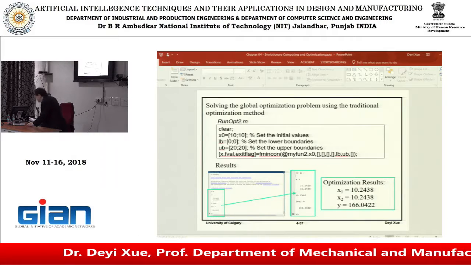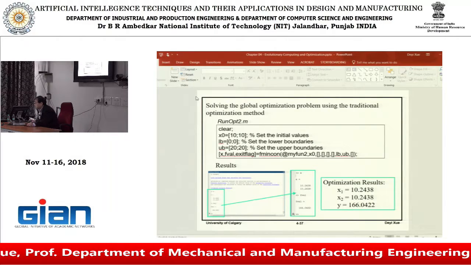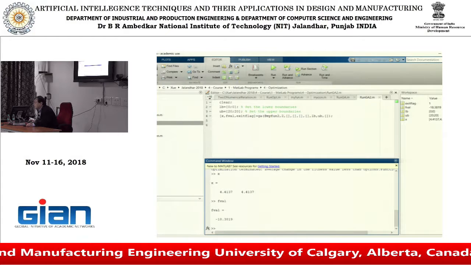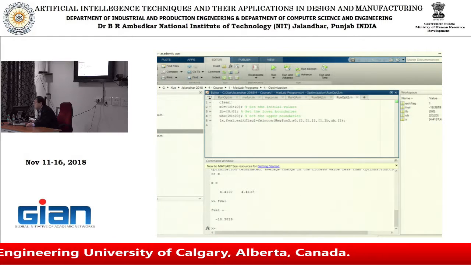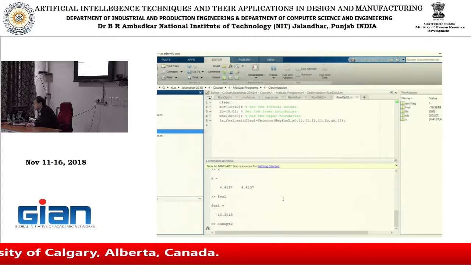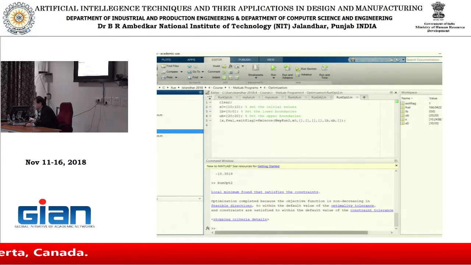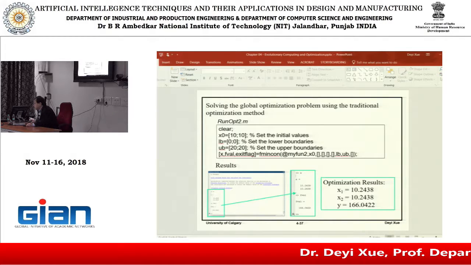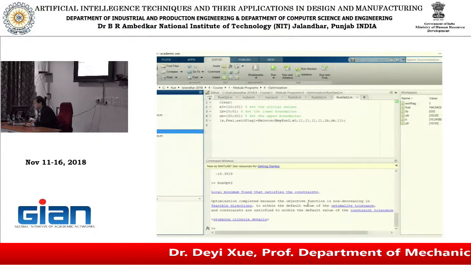Okay, probably I'm going to run this one first. Run optimization 2. Run optimization 2 here, right? We run it. Okay, so we want to see the first x value, right? Want to see x.